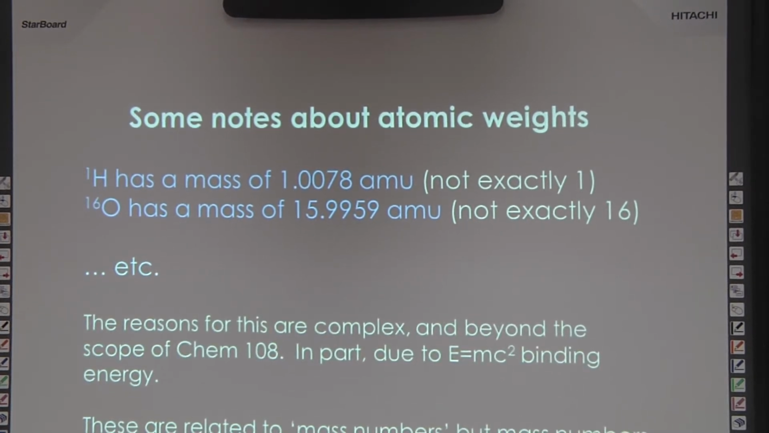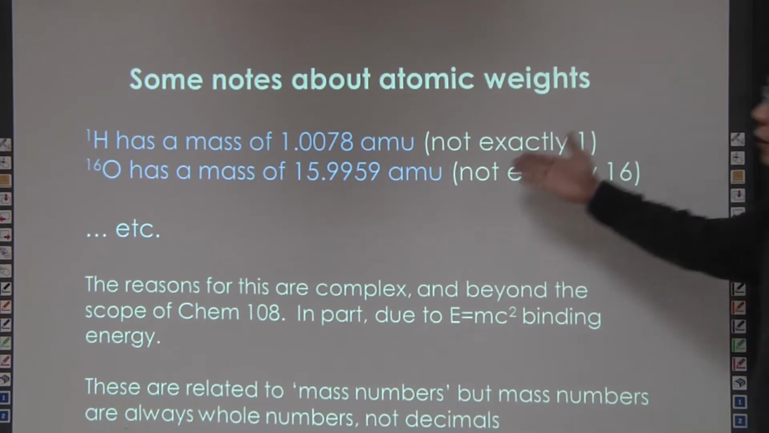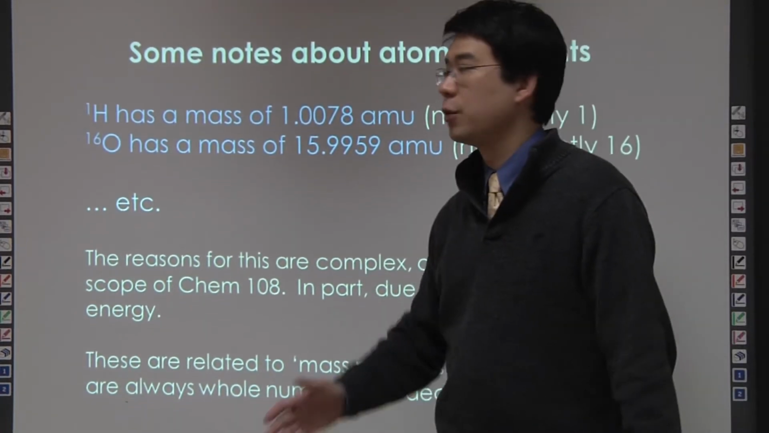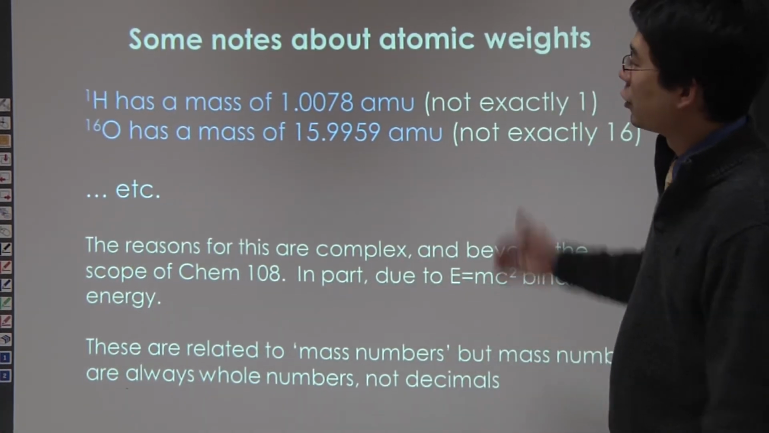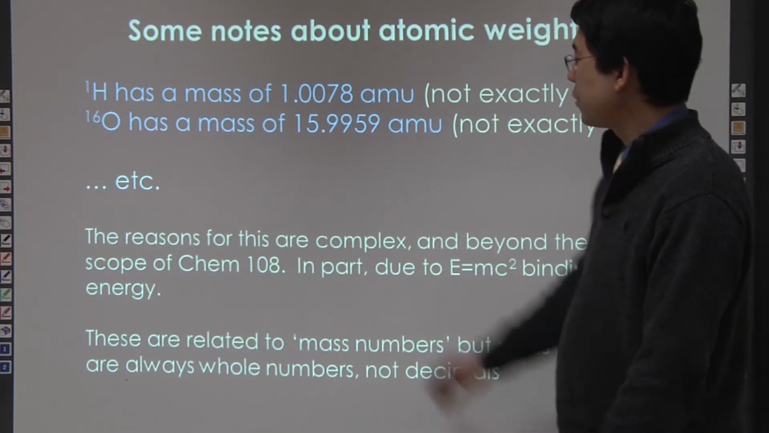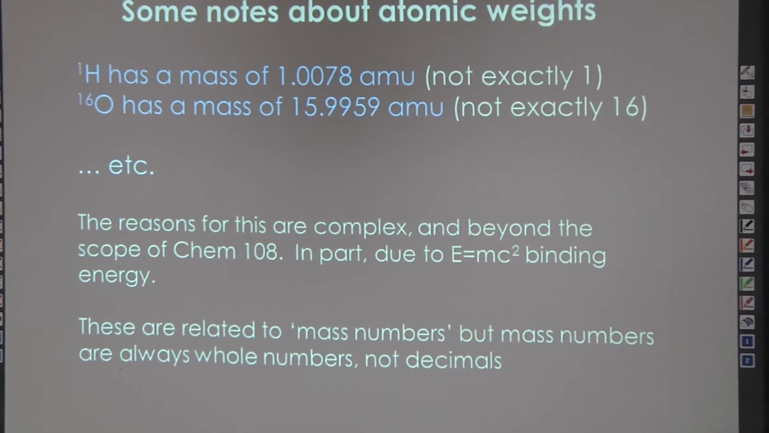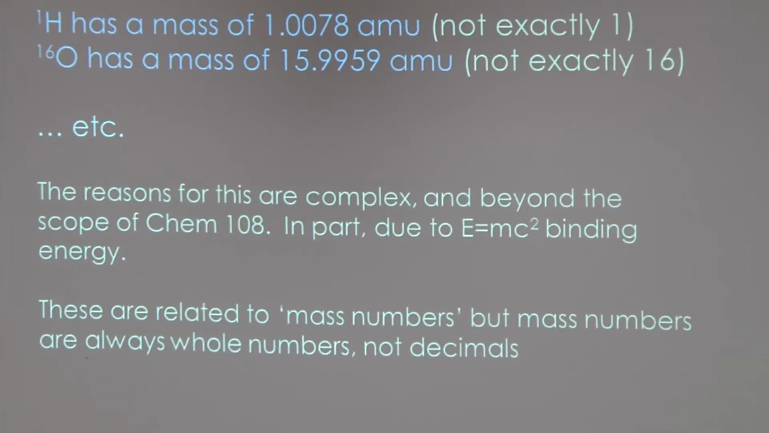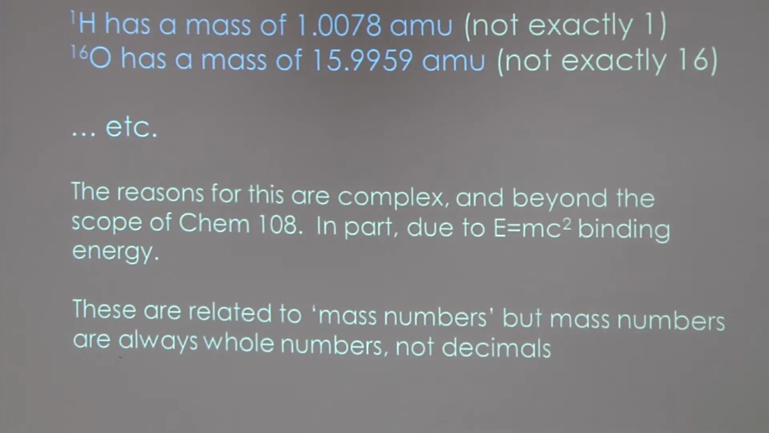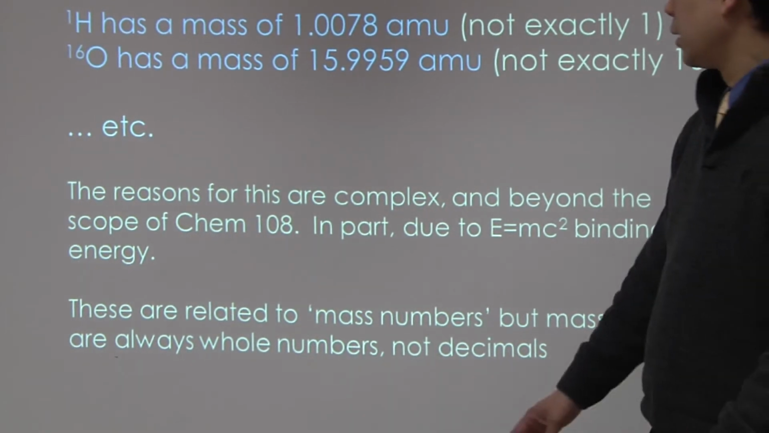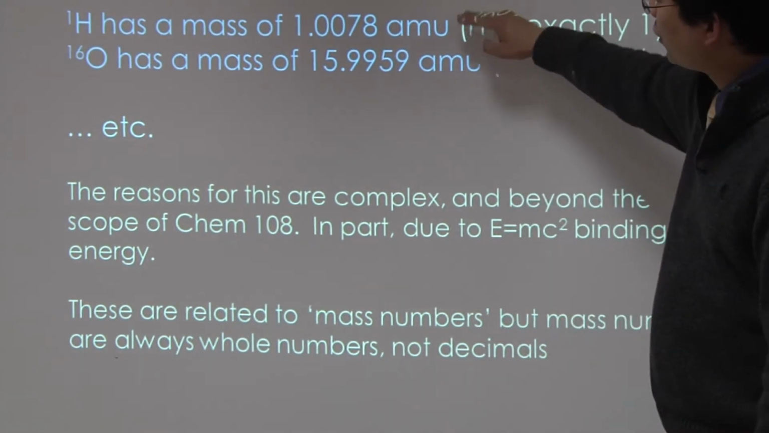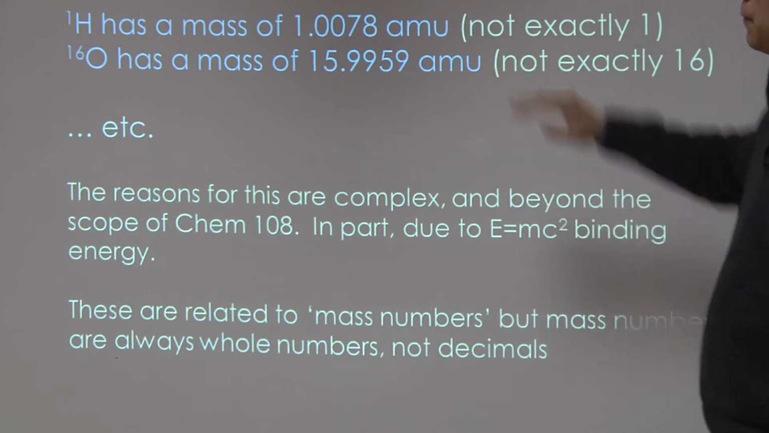And it goes on. It's not just hydrogen and oxygen. It's every isotope of every element, pretty much, is like this. And the reasons why you don't get exact whole numbers are quite complex. It's not something that we'll talk about in this class. But we need to know this, right? This is a starting point.